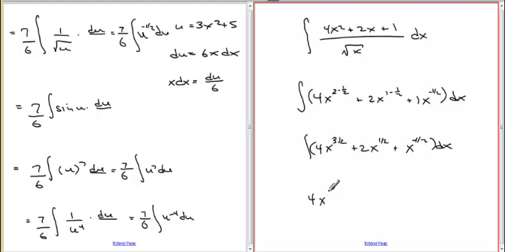You add 1 to the exponent, divide by the new exponent. Do that for each of the three terms. Add your arbitrary constant c, and then you can simplify that. Remember, when you have these fractions, you want to multiply by the reciprocal. So you'd have 4 times 2/5, 2 times 2/3, and then the reciprocal of 1/2 would be 2. So I'm not going to work that out.